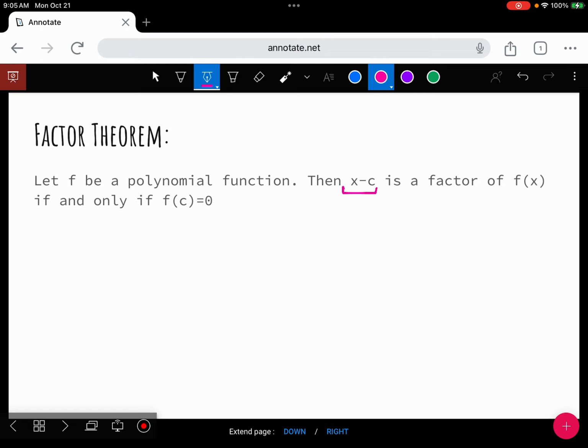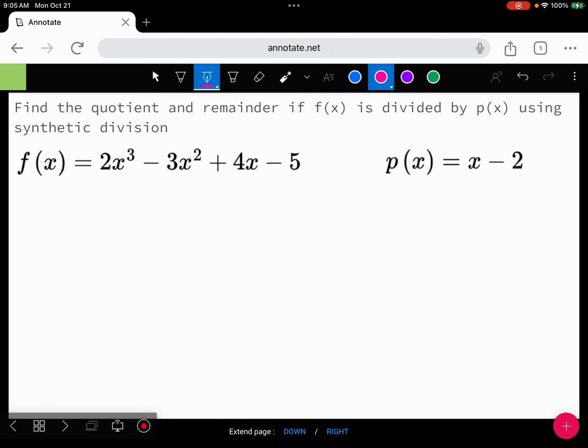So what we're going to start with today is looking at polynomials and finding out if a given factor is an actual factor or if it's just a divisor. Okay, so we're trying to see if this would be 0. And we're going to use that synthetic substitution, where it's the synthetic division, but we're just finding our remainder to do so. So I'm going to give us our first set of polynomials. We're going to find our quotient and remainder if f of x is divided by p of x, and we're going to use our synthetic division.